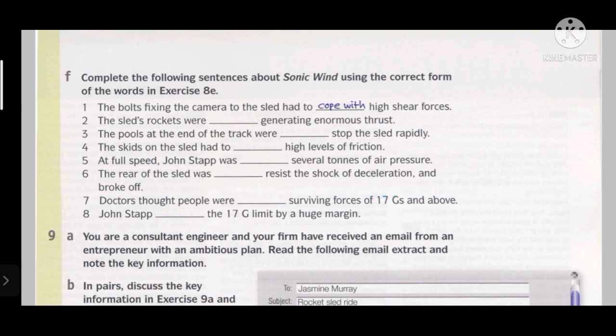Yes, unable to. Well done. So the rear of the sled was unable to resist the shock of deceleration and broke off. Number seven, doctors thought people were blank surviving forces of 17 Gs and above.